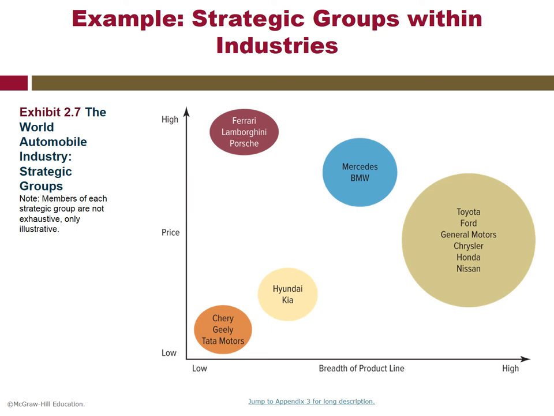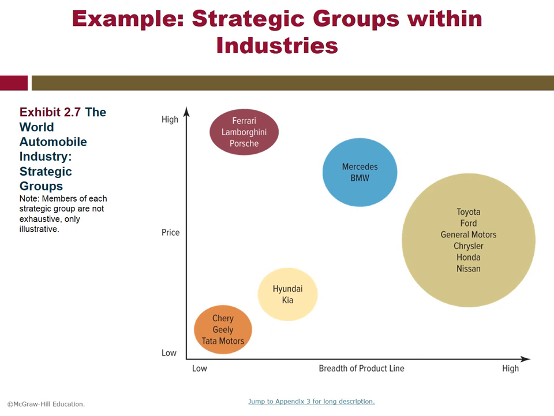Next, the fourth group, we have the middle, the Mercedes and the BMW. They have a high price, and the quality is also average in terms of breadth of product line.